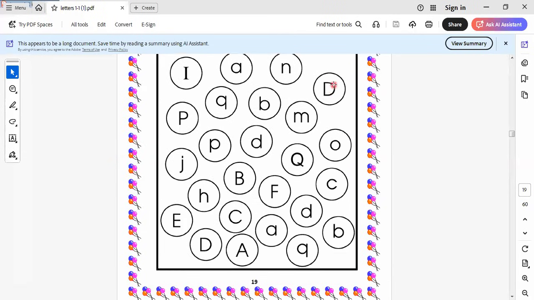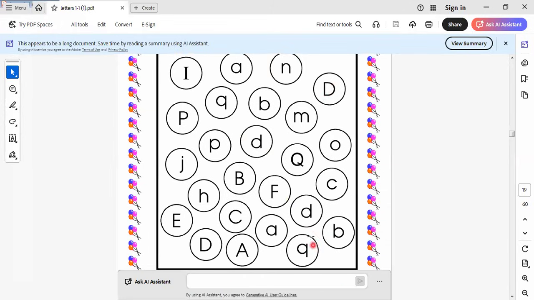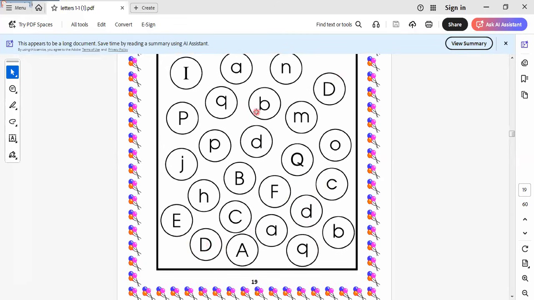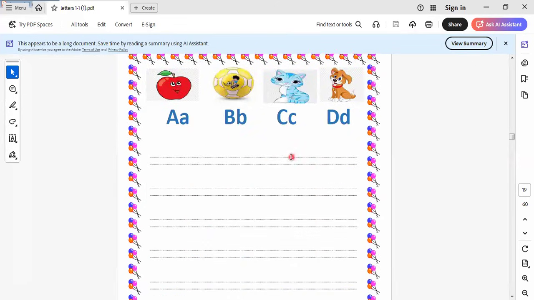So here we have capital D. Here is capital D and small d. This is small d, and this is capital D here. So this D and this D, this D and this D. Okay, let's go to another one here.